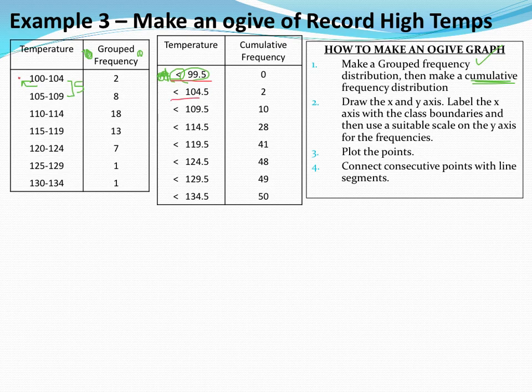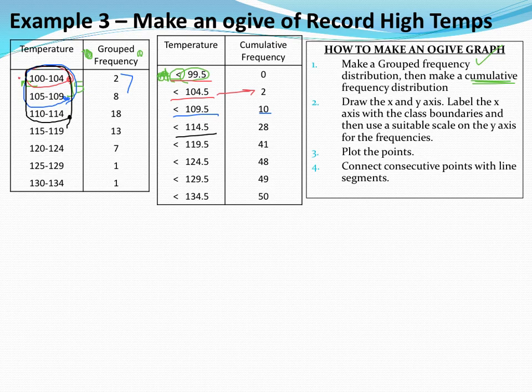Now let's go to 104.5. Well, 104.5 is right here. Less than that would be this class, and that's why we have 2. And then after that is less than 109.5. Well, 109.5 falls here, and it says less than it, so that would be both of those classes, which means we're going to add these two numbers, and that's where 10 comes from. And then lastly, well, definitely not lastly, we have less than 114.5. So that would be here, and that's going to be less than, so it's all 3 of these classes.